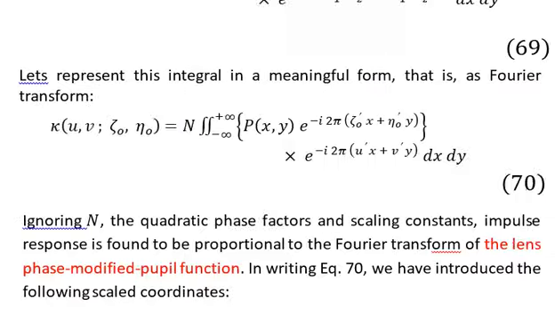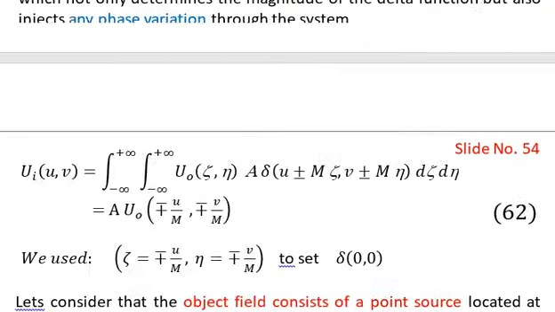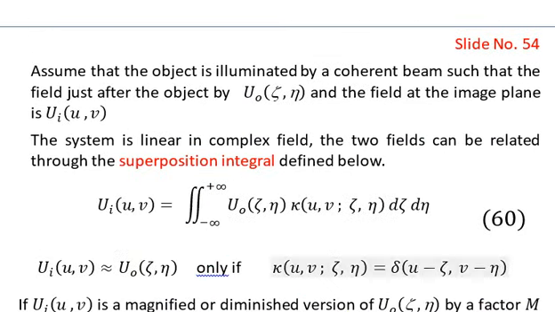Where is equation number 60? Let's look at equation number 60. This is equation number 60. Here we can substitute the values of kappa in equation number 66, and then we can find the expression of the field at the image plane. Kappa is the field at the image plane due to a point source. If a point source is located at the input plane, that is at the zeta and eta plane, then the output field is kappa.